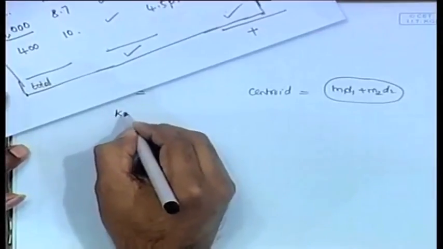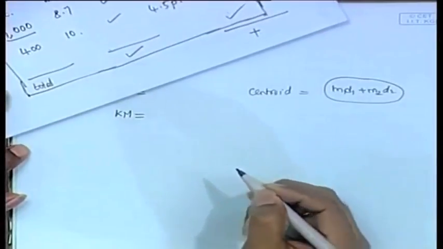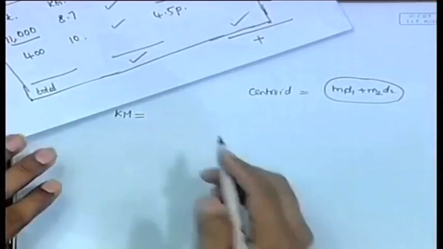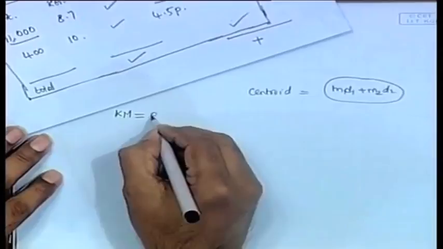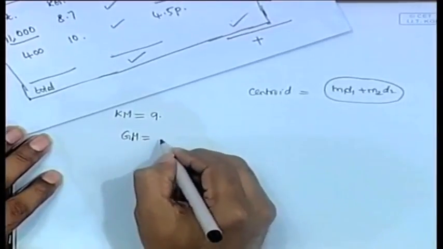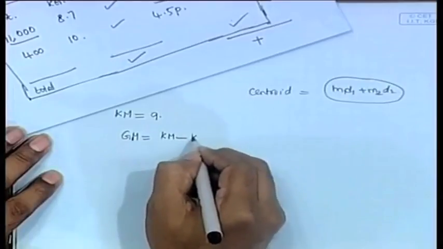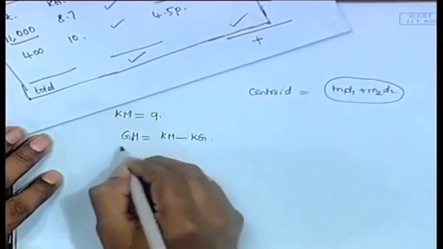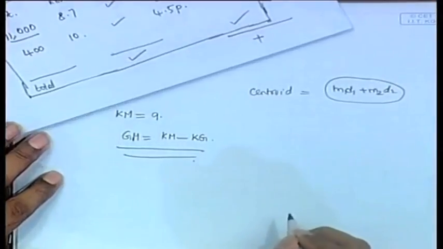Then km is given again. Km does not change because it is just a tilting of weights and km has not changed, it is the same thing. And you then do the new gm, which is equal to km minus kg. This will give you a new value of gm.